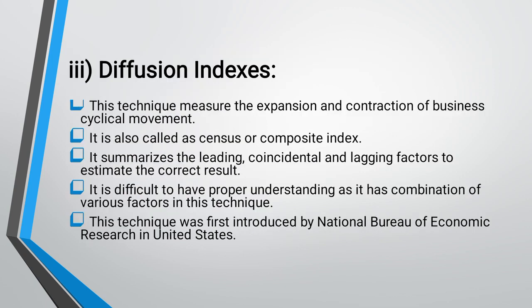The diffusion index is a method which combines the different indicators into one total measure and gives the weakness or strength of the particular time series of data. The diffusion index is also called a census or a composite index. The method adopted in this economic reading of the future is to take the leading, the coincidental and lagging factors together, summarize them and then draw out and infer the particular composite answer.